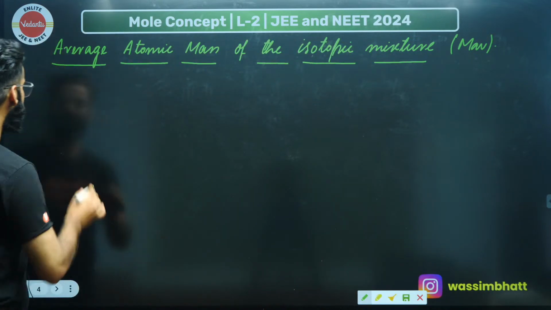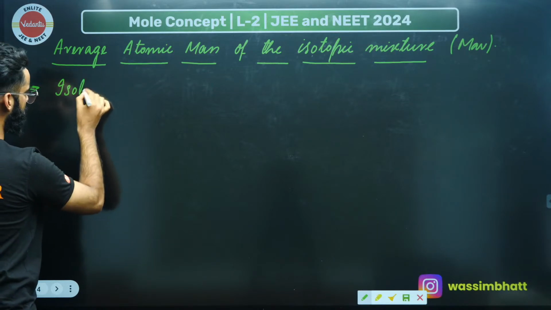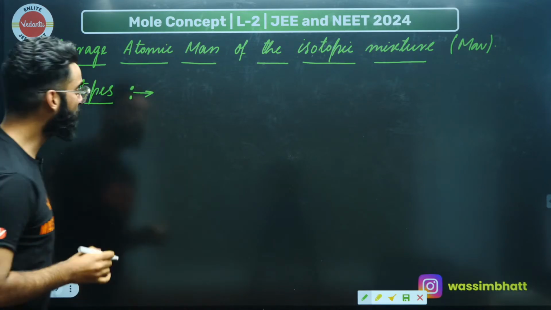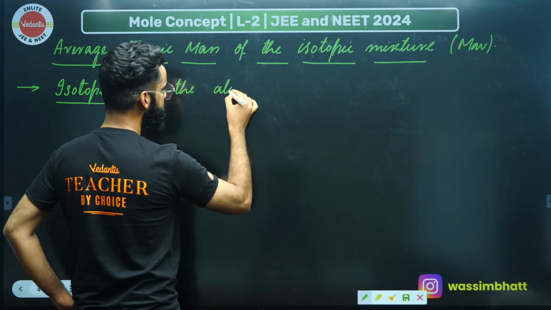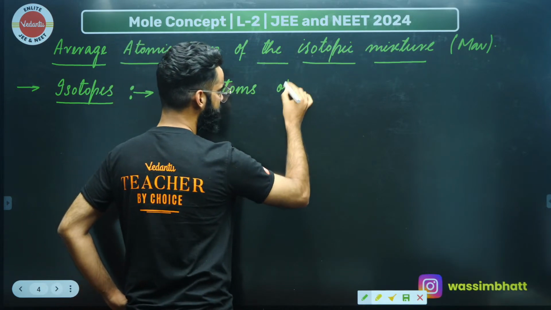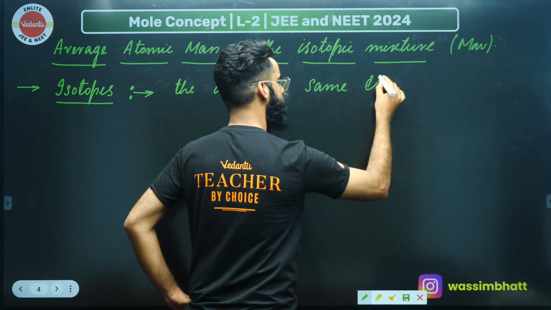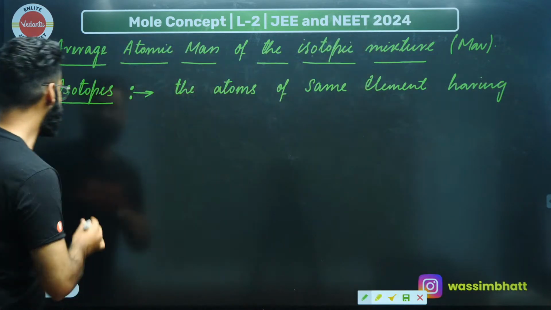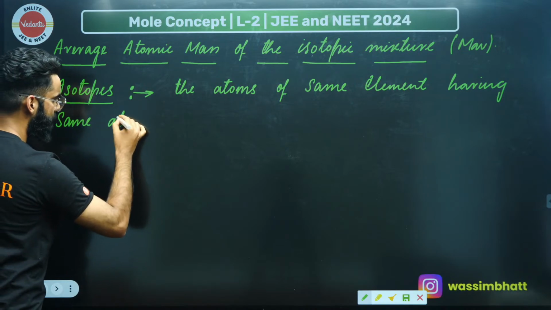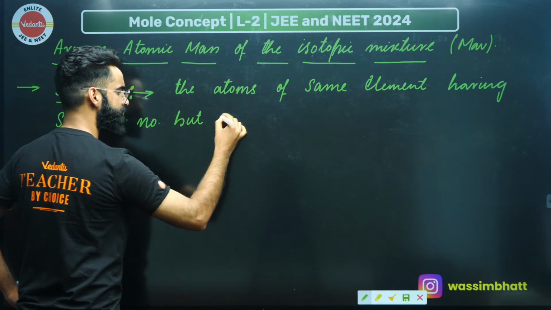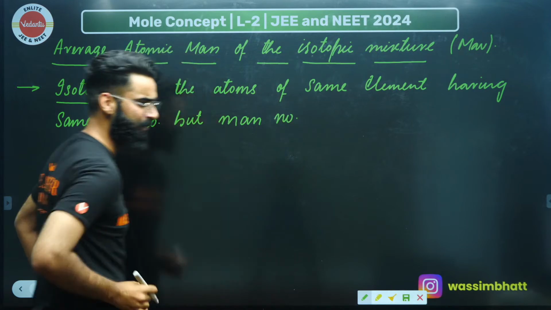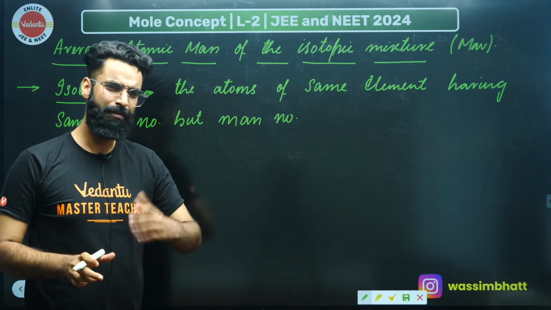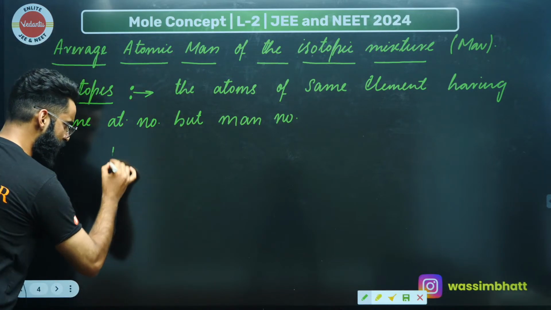First of all, before starting, if I ask you what isotopes exactly are all about, what are isotopes exactly? Let me tell you, isotopes are basically the atoms of same element, having same atomic number, but different mass numbers. I'm sure every one of you would have come across this particular term in your earlier class as well, right? Isotopes are basically the atoms of same element which have got same atomic number but different mass numbers. For example, if I talk about hydrogen, right?